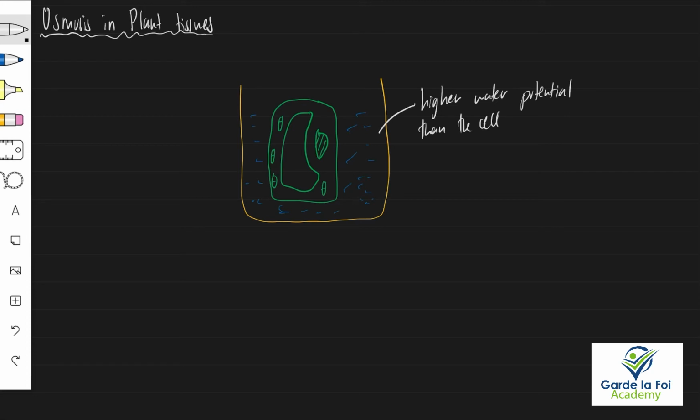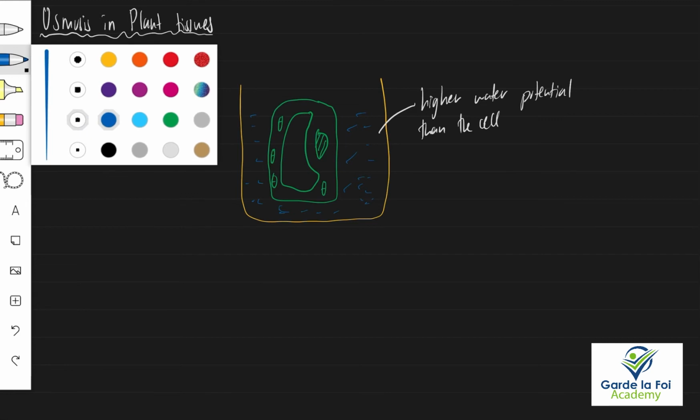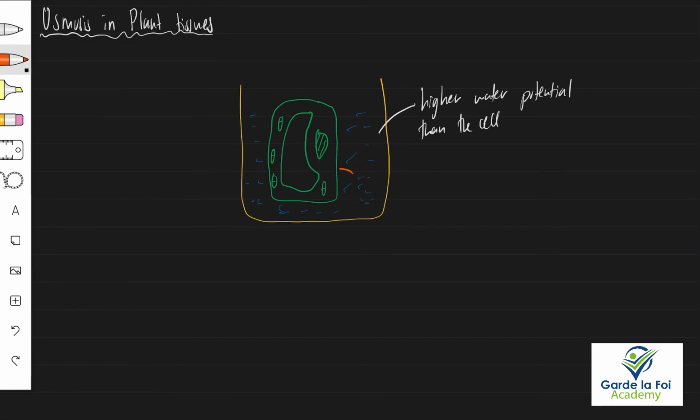Obviously, with osmosis, we're going to see an influx of water into the cell from the solution. So water molecules are going to move from the solution into the cell. As water moves in, this actually increases volume and pressure in the cell.